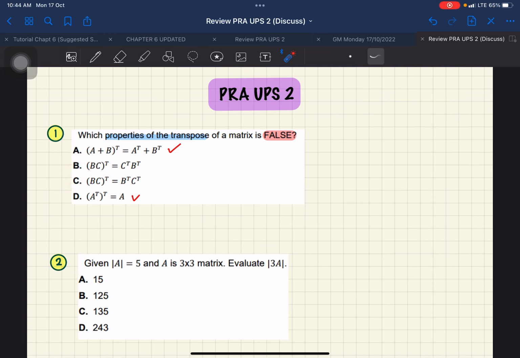So if you notice, dia adalah dua benda yang sama dekat sini. So how come it can be two different answer on the right hand side? Okay, so meaning that one of them adalah salah lah. So jom kita tengok one by one.